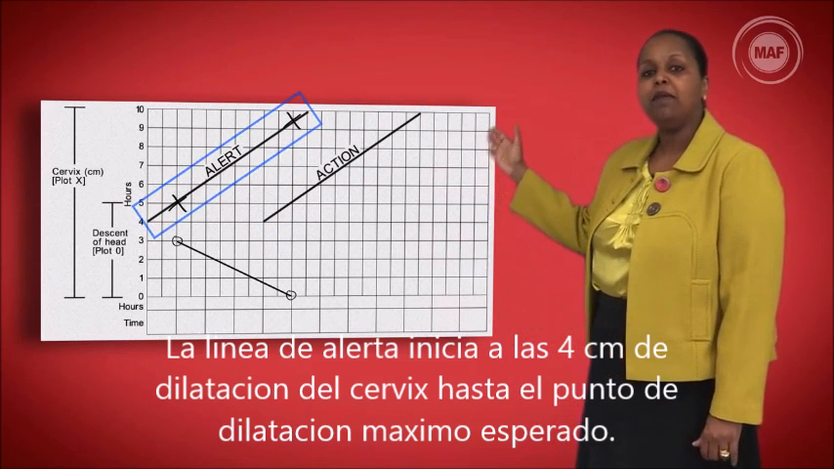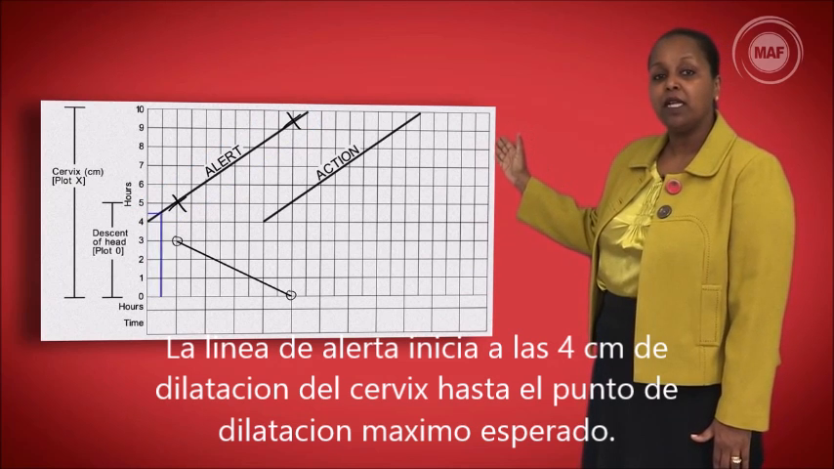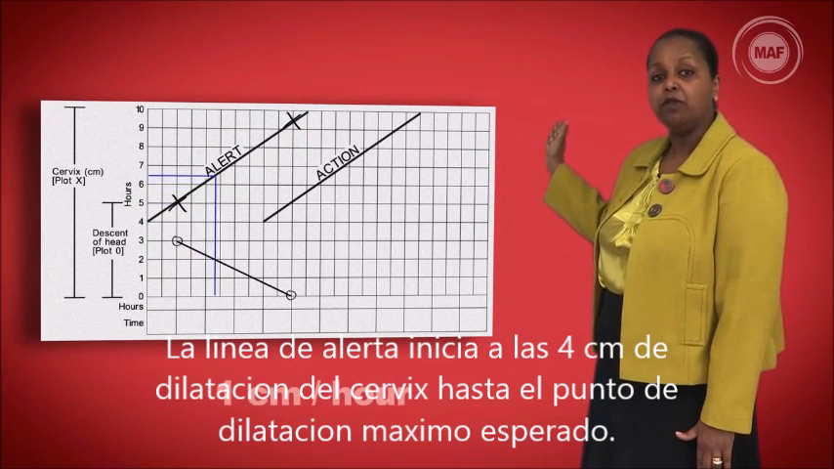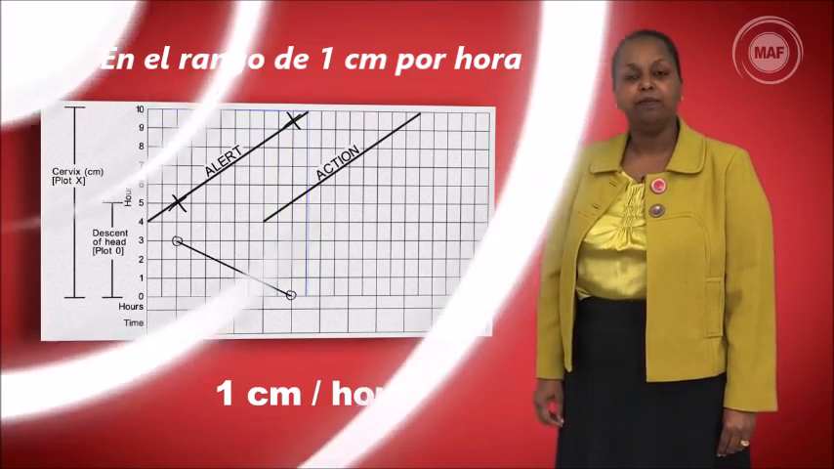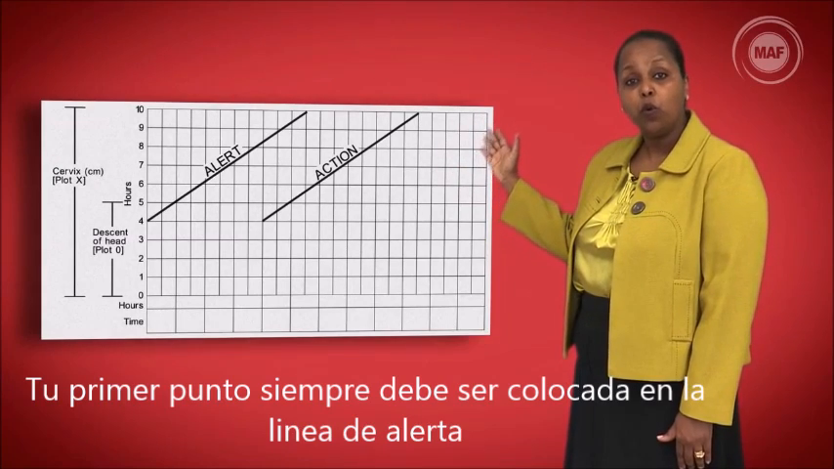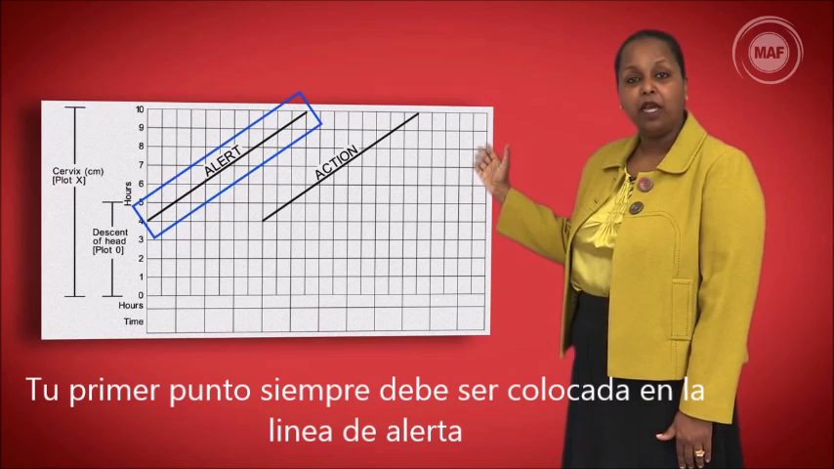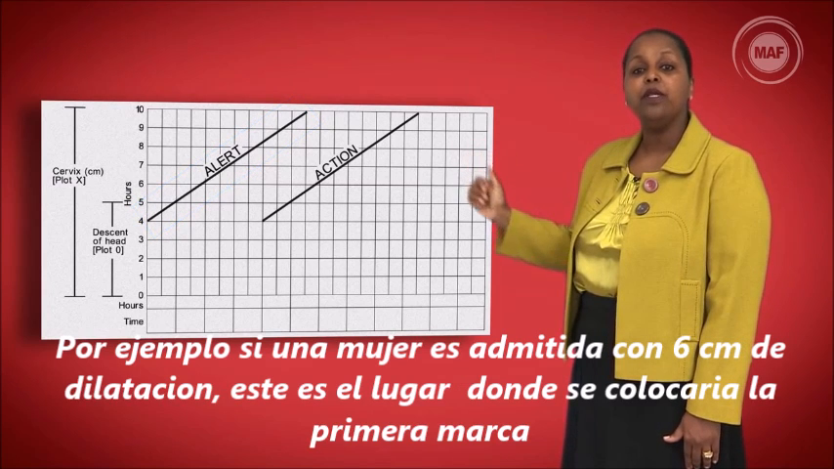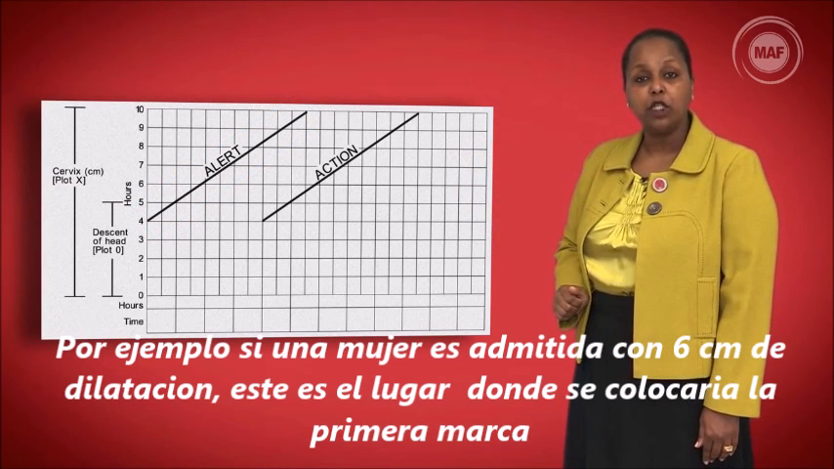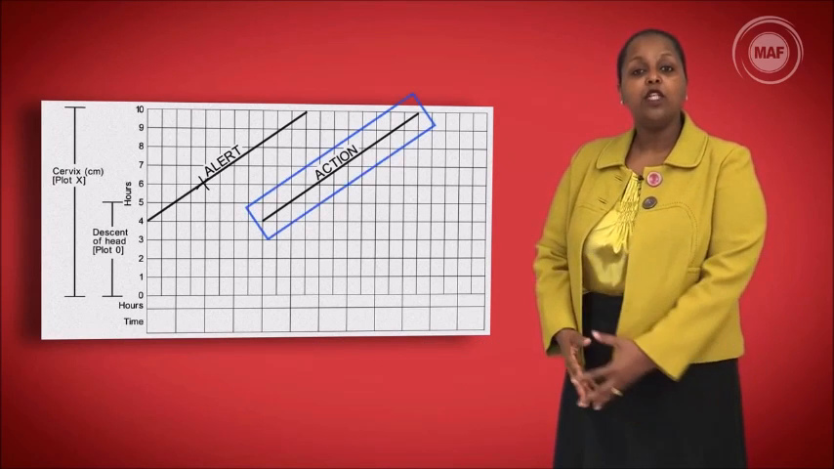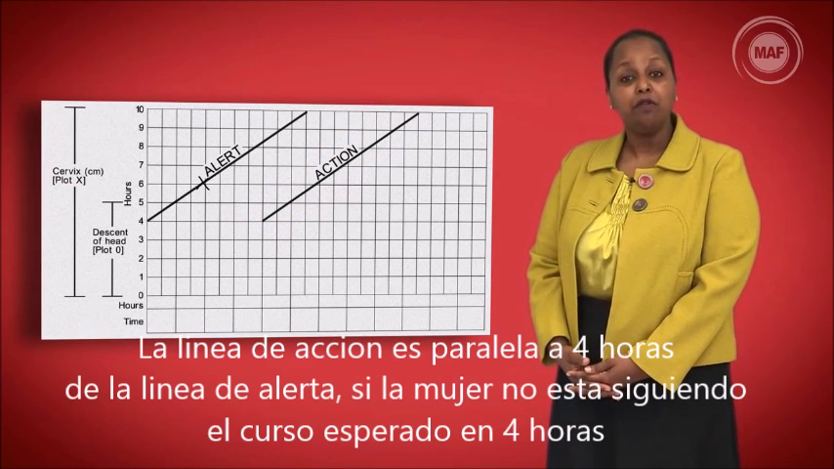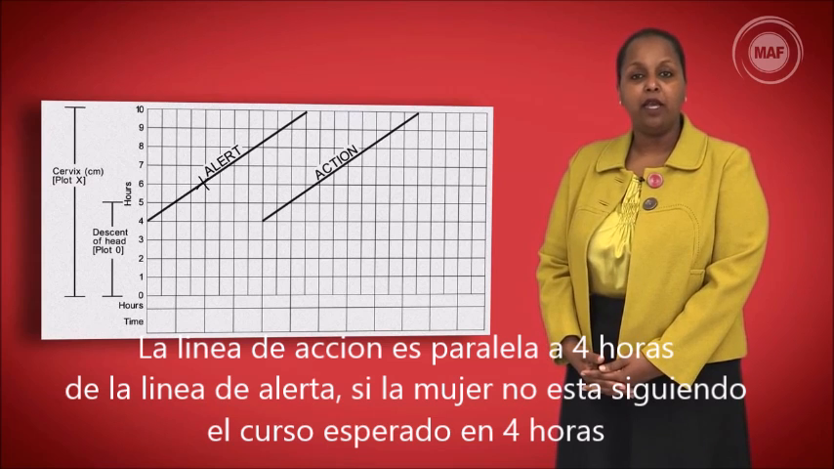The alert line begins at 4 centimetres of cervical dilatation to the point of expected full dilatation at the rate of 1 centimetre per hour. Your first plot always needs to be placed on the alert line. So for example, if a woman is admitted at 6 centimetres dilatation, then this is where the first plot is made. The action line is parallel and 4 hours to the right of the alert line.